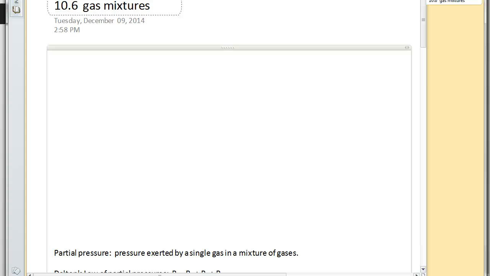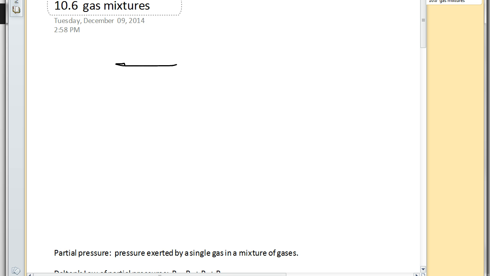This is section 10.6, all about gas mixtures. I'm going to show you a little example of a gas mixture that we could have. Let's say we have a container. We'll draw a little container here. And let's say this is a rigid container, so it's not flexible. It's got a lid on it too. And we're able to put gas in and out of this container.